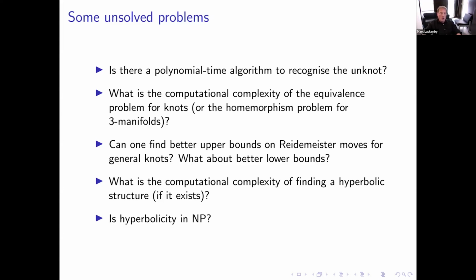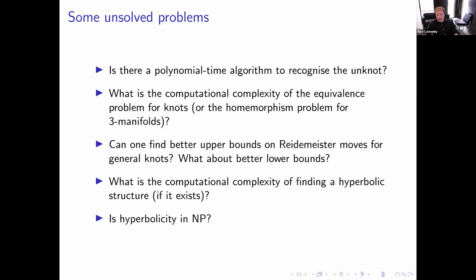So there's quite some positive evidence for this final problem, which is hyperbolicity in NP. In other words, if a knot is hyperbolic, can one certify its hyperbolicity in polynomial time? And even better, can one find the hyperbolic structure? But that's just the decision problem. Is this knot hyperbolic? That seems a really good question. Is it in NP?